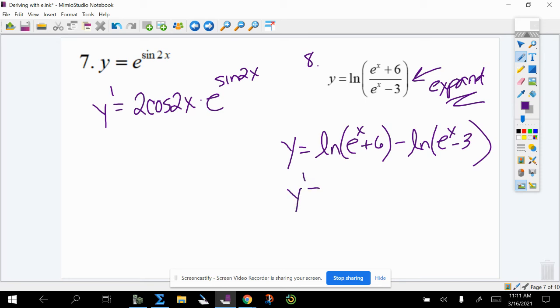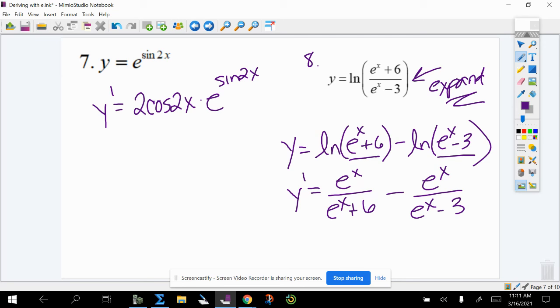And then I'm going to do each term separately, du over u. So this is your u value, this is your u value. So the derivative over the original, so the derivative of e to the x plus 6 is just e to the x over e to the x plus 6 minus, same thing, derivative over original, and there is nothing you're going to do to simplify that. So log properties, trig rules, all of these things kind of come into play.